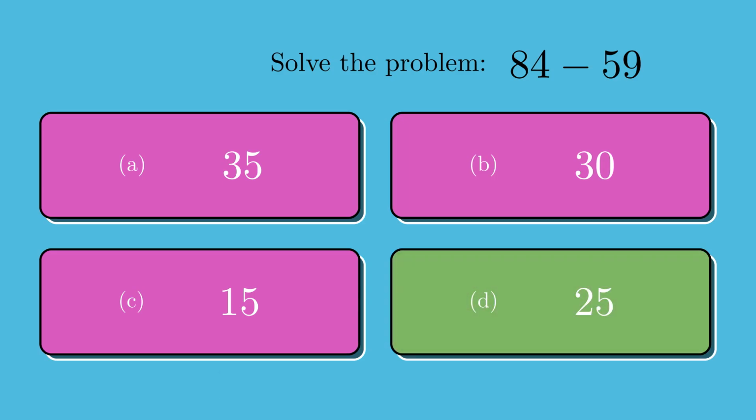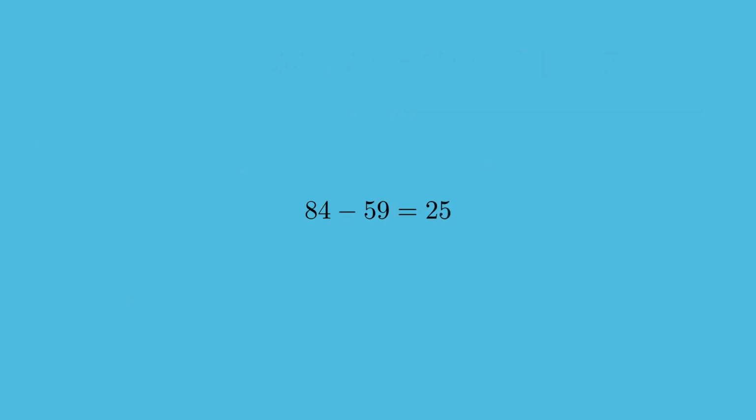Correct answer is D. Start with 84, now subtract 59 from it. That's it. Thus, the correct answer is 25.